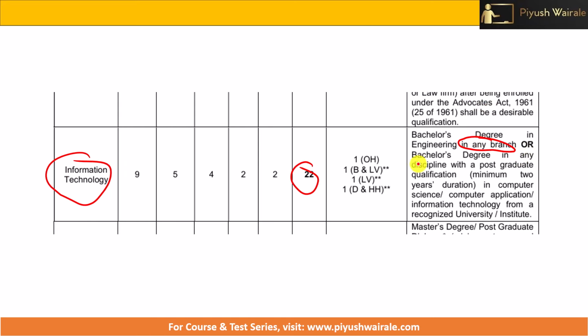Or a bachelor's degree in any discipline with a postgraduate qualification in computer science, MCA, or we can say MTech here. So if you have done your BE or BTech in any branch, you are eligible. Or if you have done your graduation in any degree, for example BSc, you are still eligible for this exam, provided you have done your MSc in computer science, or MTech in computer science after BSc. Either an engineering student or any graduate with post graduation in computer science. That's it. I hope the eligibility criteria is clear to everyone.